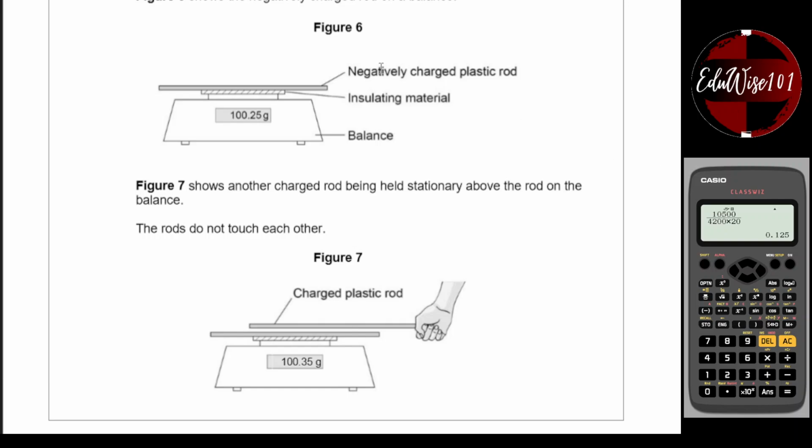Now you can see that the mass initially was 100.25 grams, and when the charged plastic rod was brought, the mass actually increased to 100.35, by 0.1 gram, which means that the rods are actually repelling each other, causing the rod on the balance to be pushed downwards.